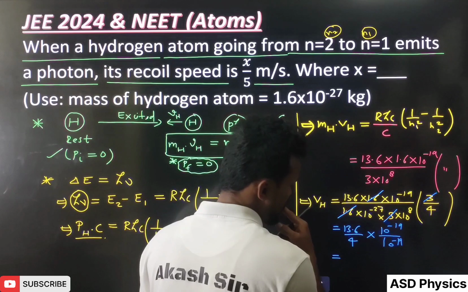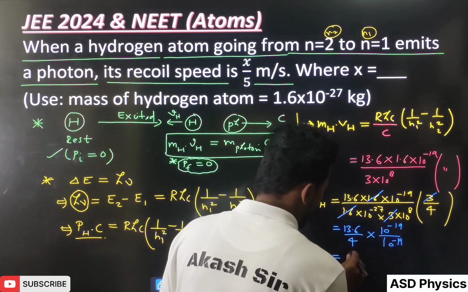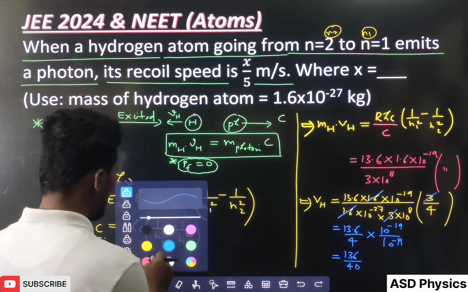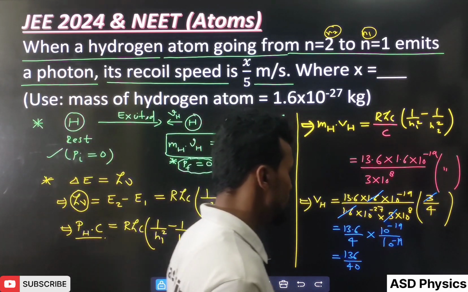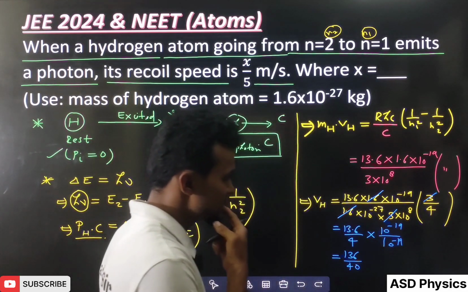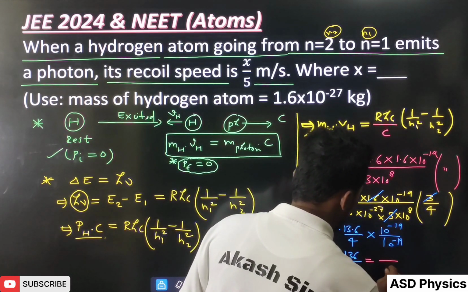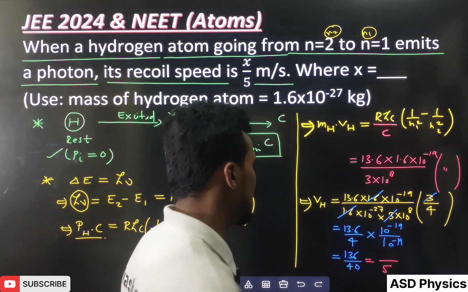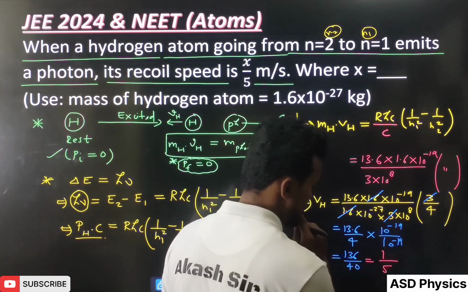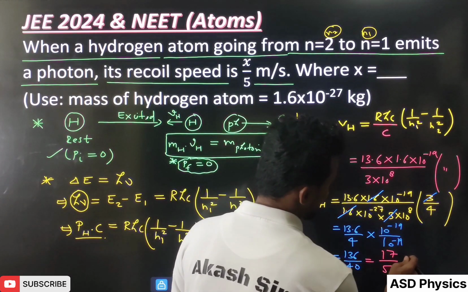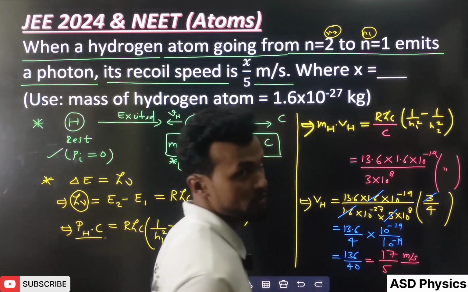So if I remove the decimal, it will come here 136 by 40. Now we can cancel with the 8. 8 5s are 40, and here 8 7s are 56, so what is coming here, we can write here 17 by 5 meter per second.